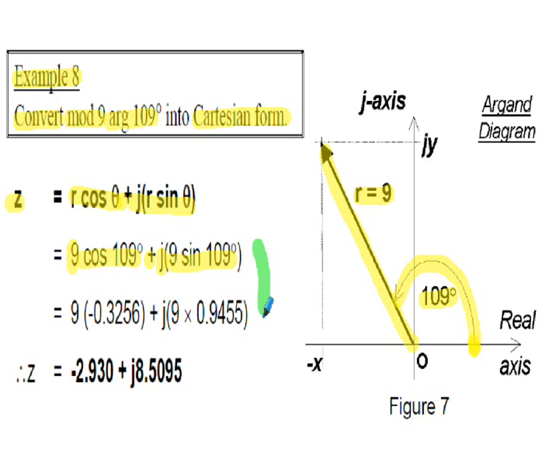So evaluating this expression on your calculator, and do make sure you're in degree mode, because the angle given in this question is in degrees, you should find you get a Cartesian complex number of z equals negative 2.93 plus j8.5095. So the negative 2.93 will be here, and the positive 8.5095 would be the value up here. And that defines our phasor and complex number.